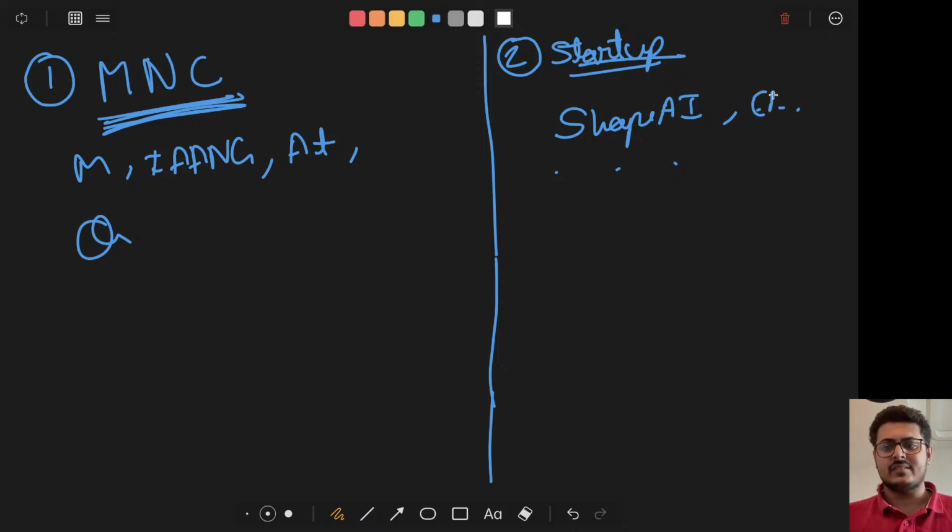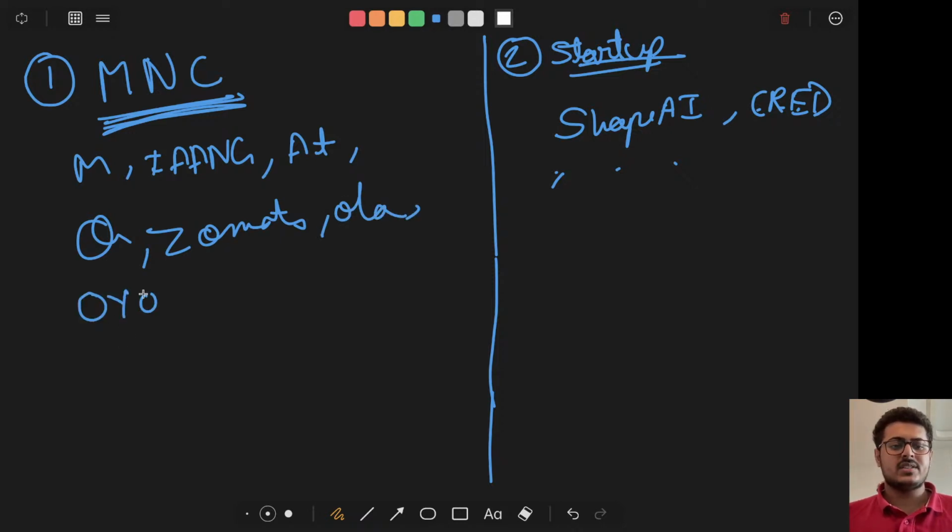For example, Cred. Cred is a startup. You may take, so Zomato will be considered now as an MNC. Ola will be considered as an MNC right now. Your OYO will be considered as an MNC right now. Your White Hat Junior will be considered as a startup. Okay, and so on and so forth. So these are the two category of companies that are available right now in the world itself.